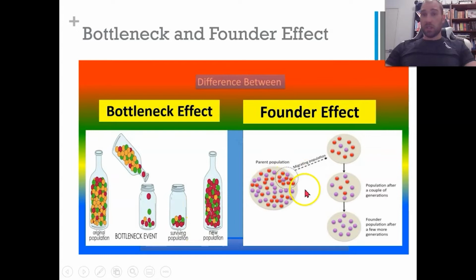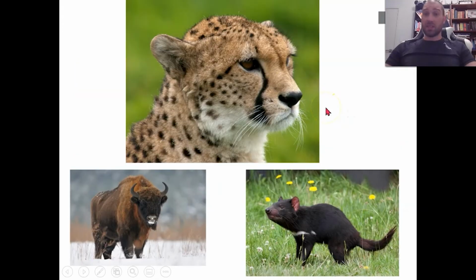With the founder effect, it's a little bit different. From our original population, a small number of individuals may migrate somewhere, finding somewhere new, and they'll have a mix of genes present within them. Due to the different selection pressures present, maybe different genes from this small gene pool will be selected for, and that will lead to a completely different set of genes in the gene pool from these founders. In both cases, the bottleneck effect and the founder effect, we have a smaller gene pool. So let's look at some example species: cheetah, bison, and Tasmanian devils.